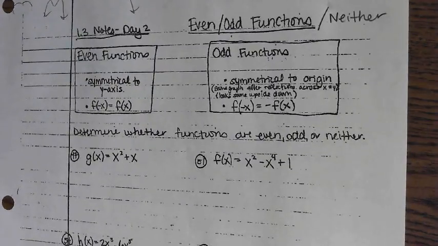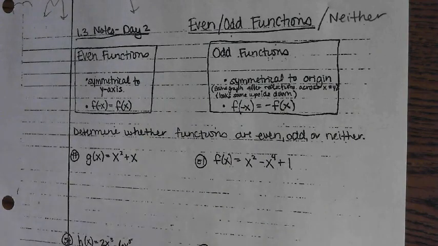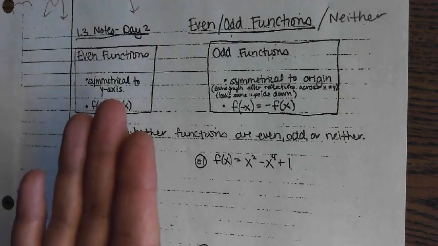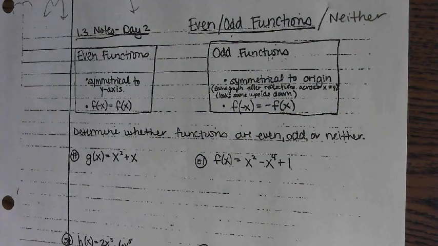Anyway, we move on. Even functions and odd functions address a couple different things. Visually, we can tell based on symmetry. So if it's symmetrical to the y-axis, it's even. If it's symmetrical to the origin, now being symmetrical to the origin means that when you flip the graph upside down, it looks identical. Yes? And I wrote that below. Same graph after reflection across the x and the y-axis, or looks the same upside down.